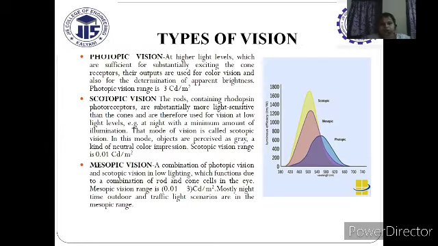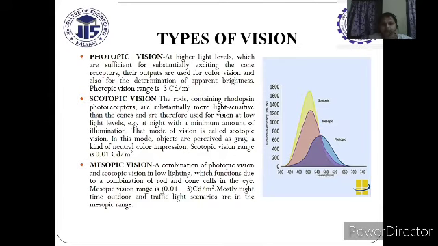Next, scotopic vision. The rods containing rhodopsin photoreceptor, that means the rod cell, are substantially more light sensitive than the cones and are therefore used for vision at low light levels. That means in case of a black and white object or appearance, scotopic vision is responsible, and that mode of vision is called scotopic vision. In this mode, objects are perceived as gray. Scotopic vision range is 0.01 candela per meter square.